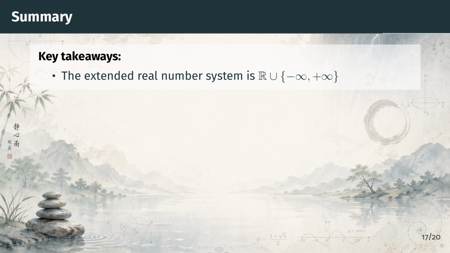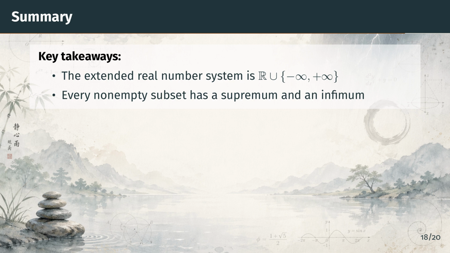Let's review the key points from this section. First, the extended real number system is simply the real numbers, together with two adjoined symbols, plus infinity and minus infinity. The ordering places minus infinity below everything and plus infinity above everything. The main benefit is that every non-empty subset now has both a least upper bound and a greatest lower bound. We never have to worry about boundedness when writing suprema or infima. This is the whole reason we introduced the extension.